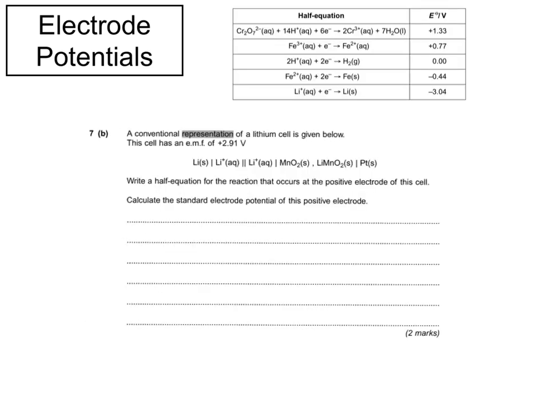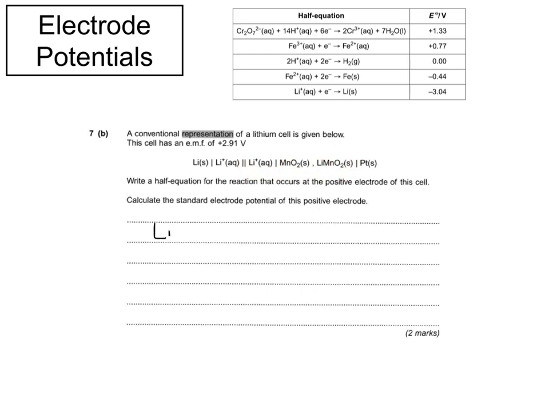And finally, this question says a conventional representation of a lithium cell is given below. This cell has an EMF of plus 2.91 volts. There it is. It says write a half equation for the reaction that occurs at the positive electrode of this cell, and calculate the standard electrode potential of this positive electrode. So the positive electrode of the cell is the right-hand cell, and it's going to show a conversion between these three things, Li plus, MnO2 and LiMnO2.